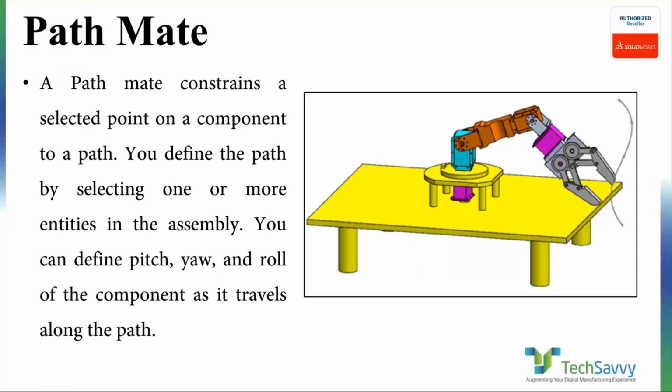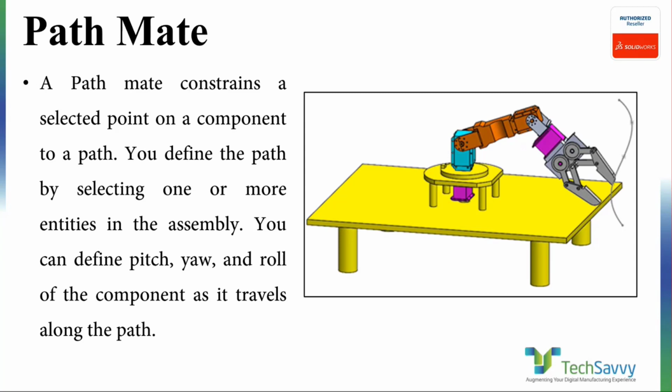Our next command is path mate. The path mate is very clear from the word also, like our component would be moving along a defined path. So what is a path mate? A path mate constrains a selected point on the component to a path. You can define the path by selecting one or more entities in the assembly. You can define pitch, yaw, and roll of the component as it travels along the path.